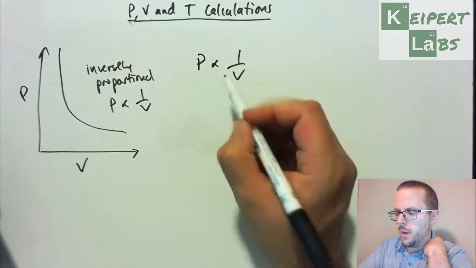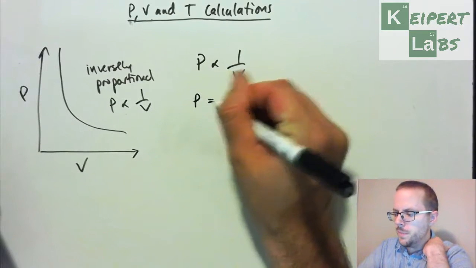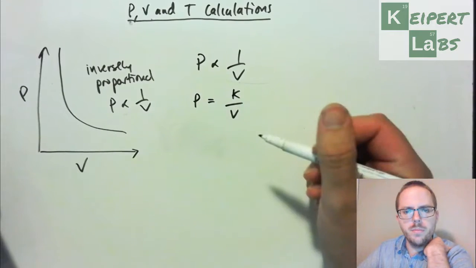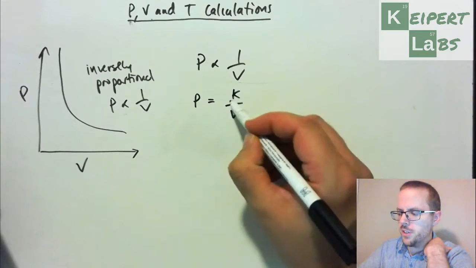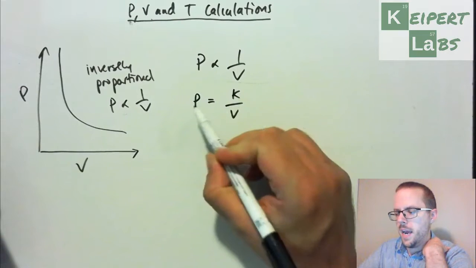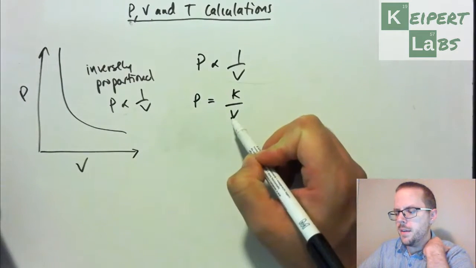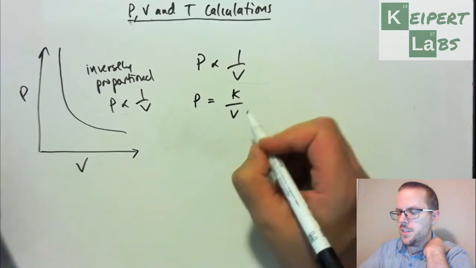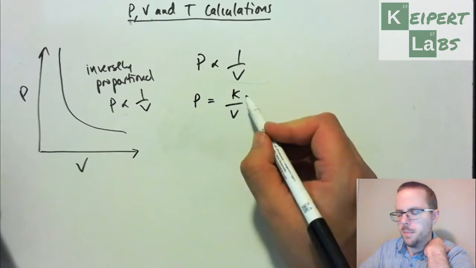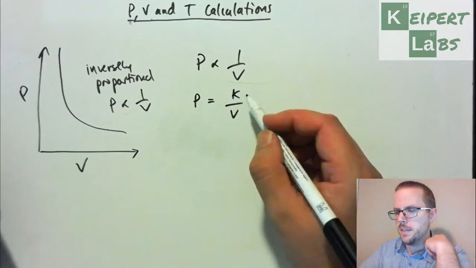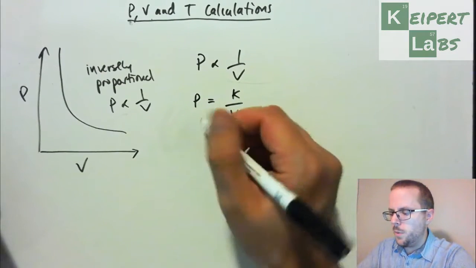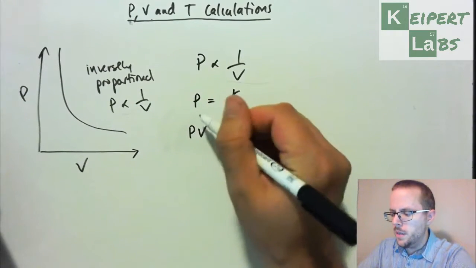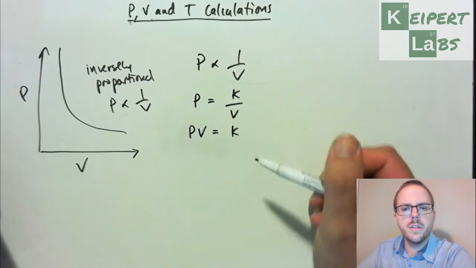And so what we can say is, pressure equals some constant number divided by volume. This number helps us to work out how we can translate between these two numbers. This is just some number. I've given it the symbol K, maybe K for Keipert Labs. Let's go with that. So let's say pressure times the volume is equal to this constant number, K.